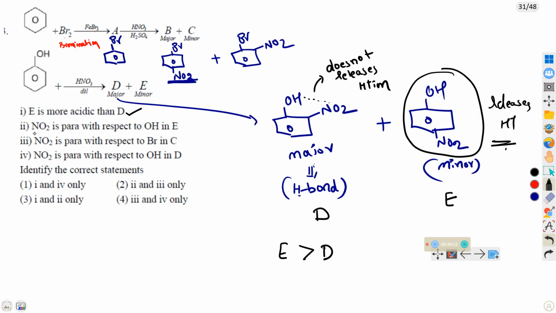Second statement: NO2 is para with respect to OH in E. Correct. NO2 is para with respect to bromine in C. Wrong. NO2 is para with respect to OH in D. This is D. Wrong. Only the first and second statements are correct. Third option is the correct option.